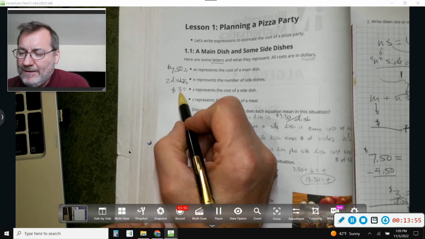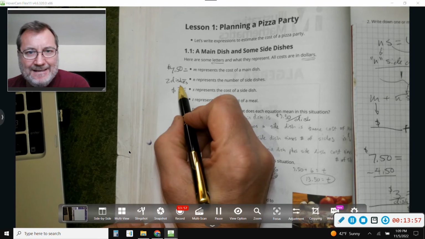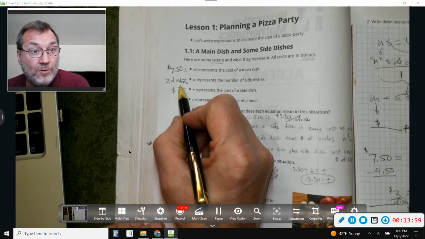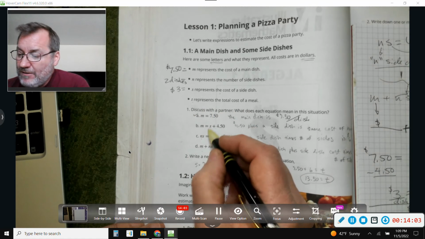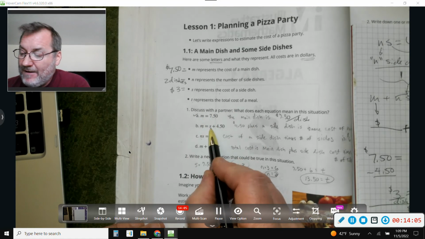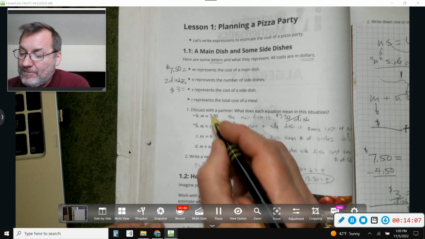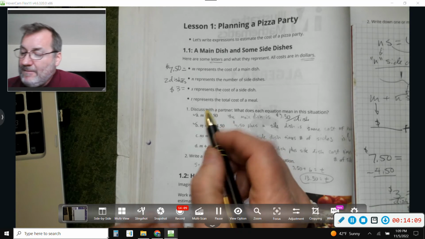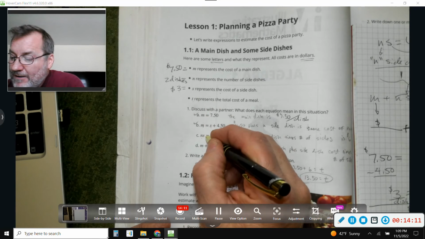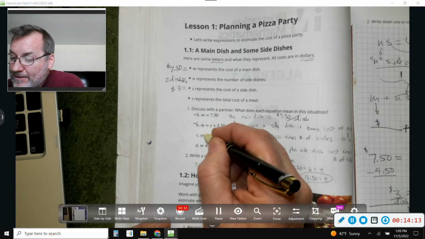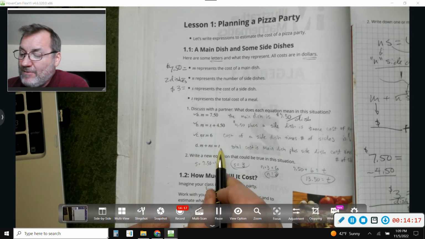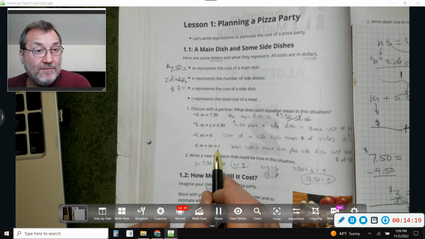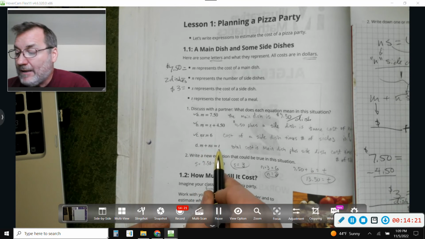$7.50, $3, 2 dishes. Keep your units with you, okay? So now we've taken this one, put it in and solved for this one to find the S. So that one's done. And then I went to here, but now that I know the S, I can solve for the N, so that one's taken care of. And then I have this equation down here, which is just a combination of everything: M, N, S, and T.